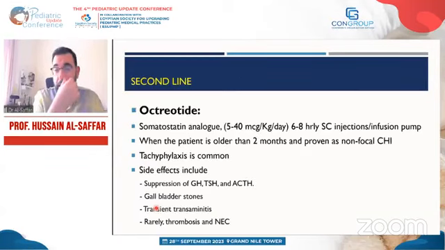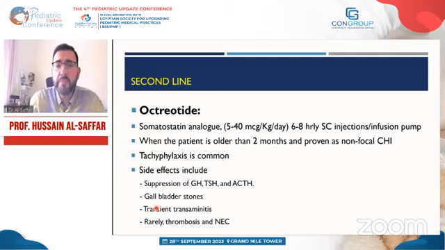If the patient is not responding, then we move to the second line therapy by giving octreotide, which is a somatostatin analog, and the dose usually is 5 to 40 mics per kg per day. That can be given in divided 3 or 4 doses subcutaneously, or sometimes in certain patients we give it through a pump, like an insulin pump. We use that pump to deliver the octreotide subcutaneous infusion continuously 24/7.